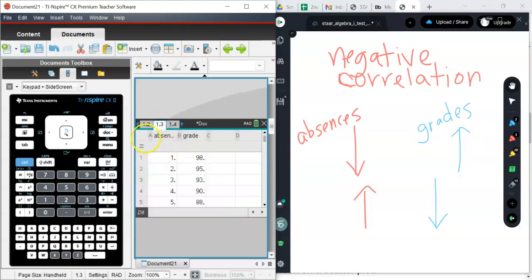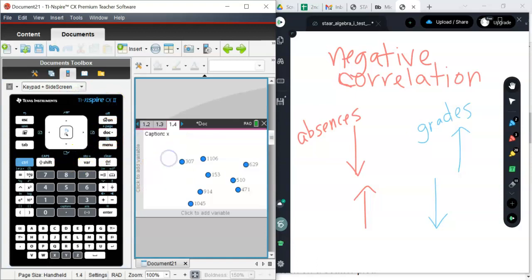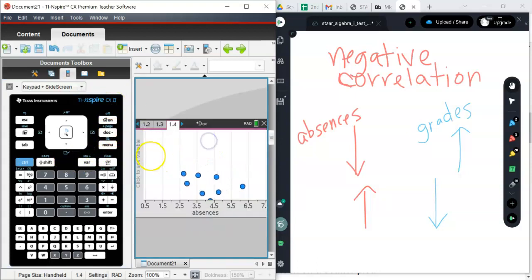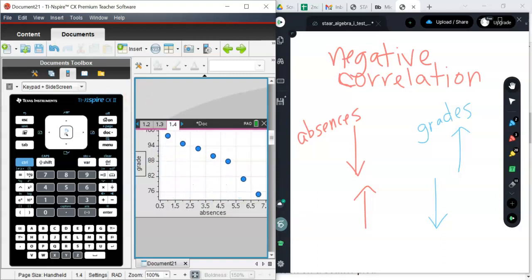So let's graph this data here. I'm going to hit Control, Document to add a document. I'm going to add statistics. Again, tell it here, I want this to be absences. I want this to be grade. That is a negative correlation. You can see as the absences increase, the grades decrease. So that's basically what your r coefficient means.